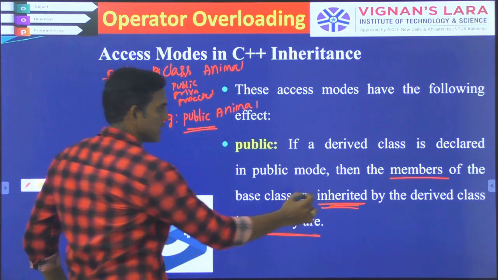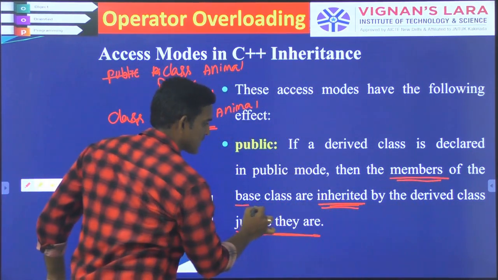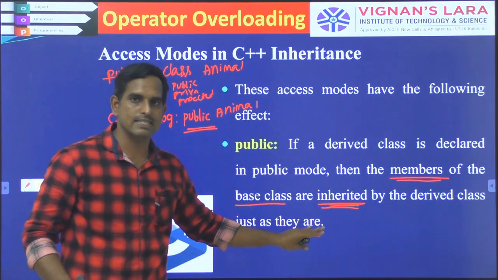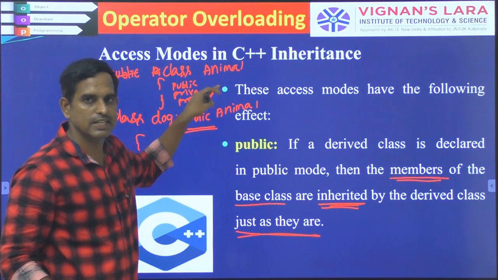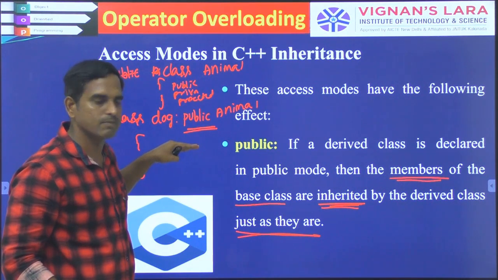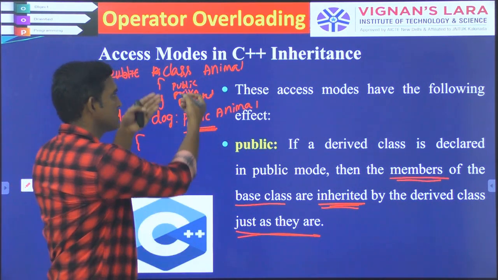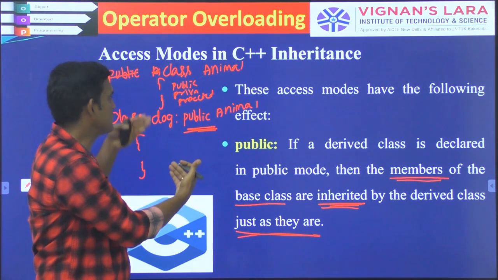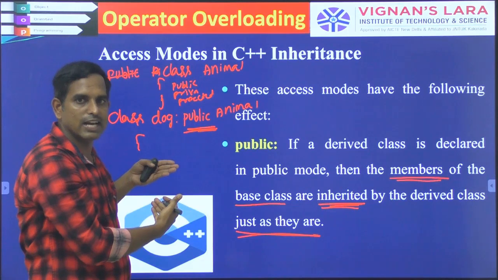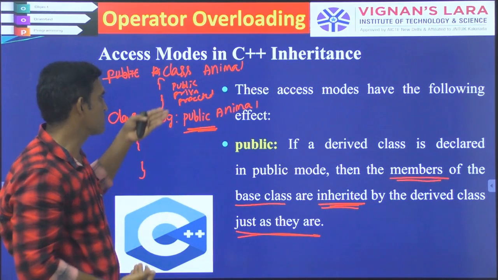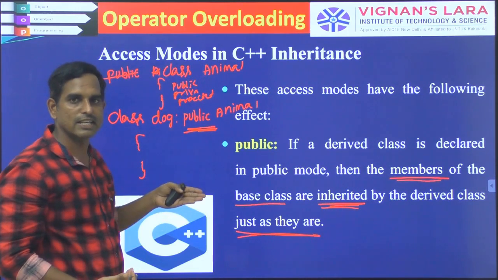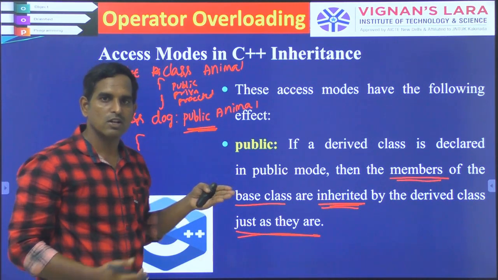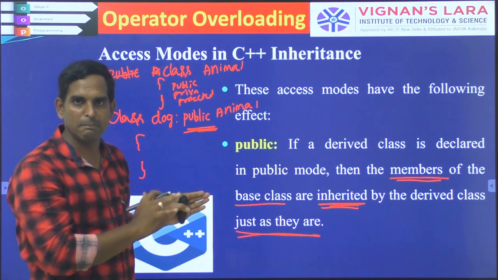So you should understand that the members of the base class are inherited by the derived class just as they are. Whatever is present here will be inherited in a similar manner. If you are writing a public inheritance, all the base class members will be inherited in the same sense. That is, the public members will be inherited as public members into your derived class, your private members as private, and your protected members as protected. So you should be using them further in the same manner.